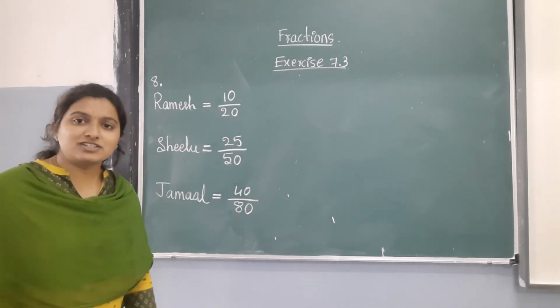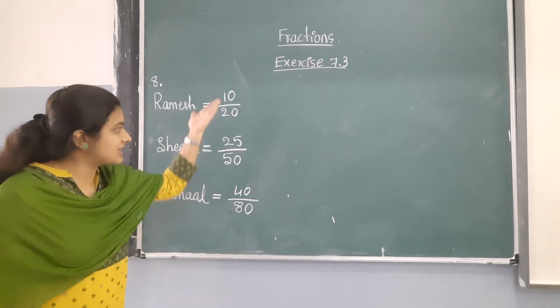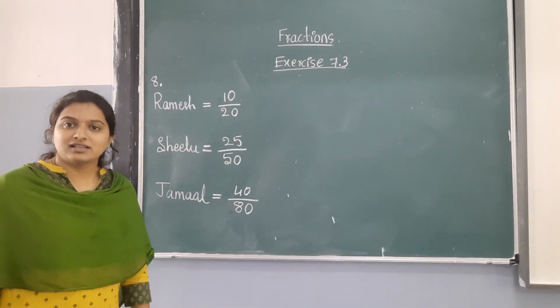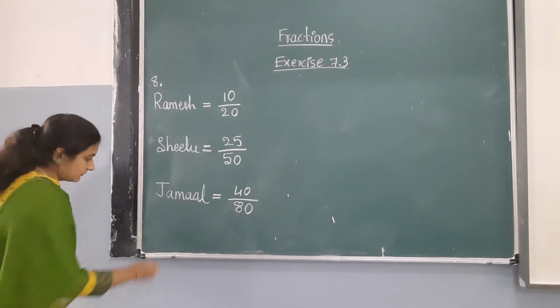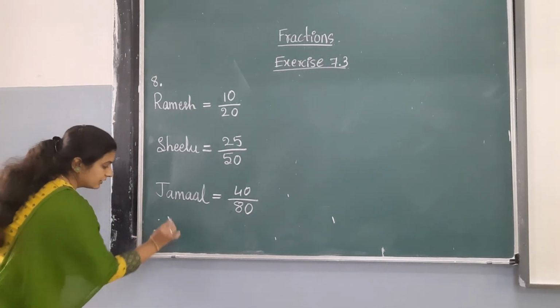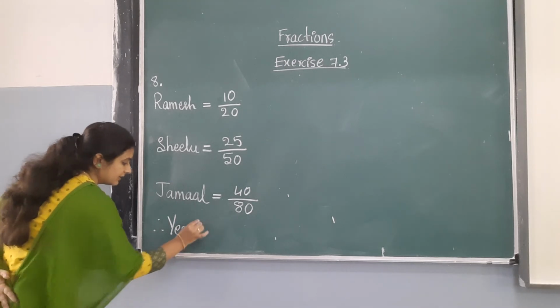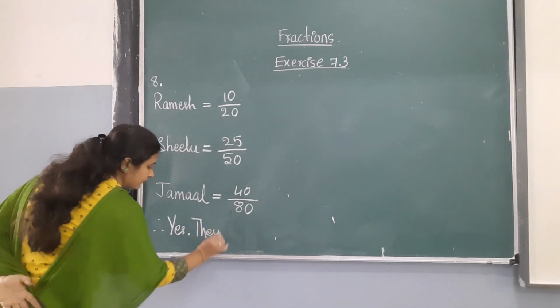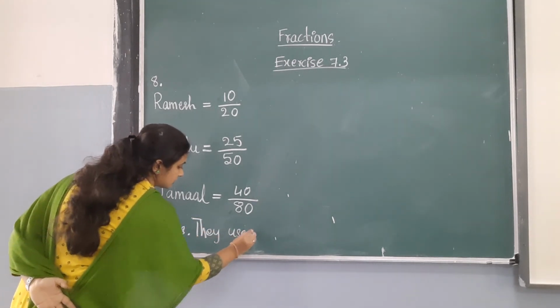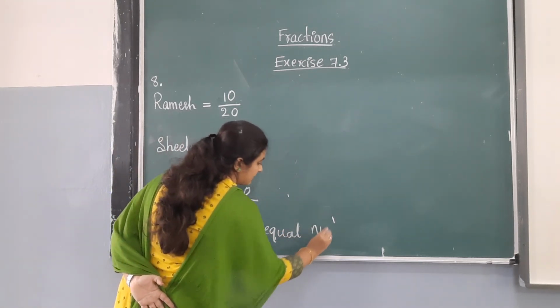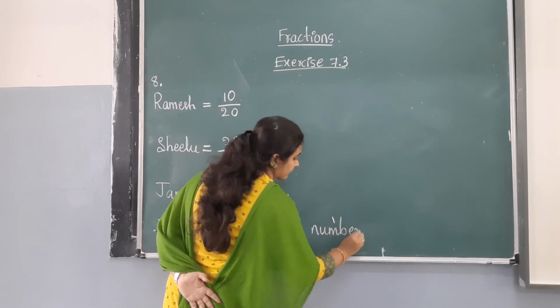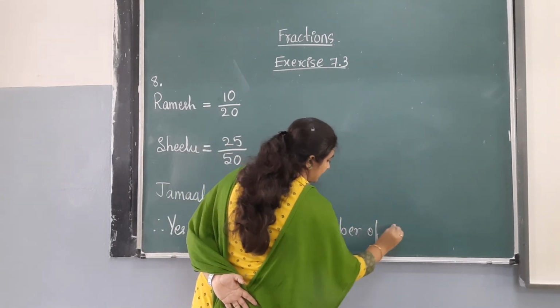See here, 10 used, 10 not used. 25 used, 25 not used. 40 used, 40 not used. So what have you understood? Did everybody use an equal number of pencils or not? Yes or no? Equal. So right? Therefore, yes, they used an equal number of pencils.